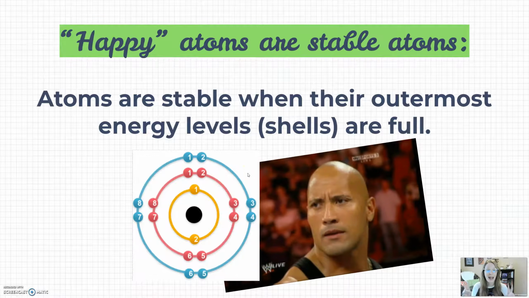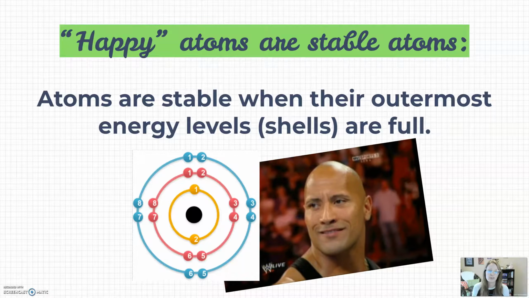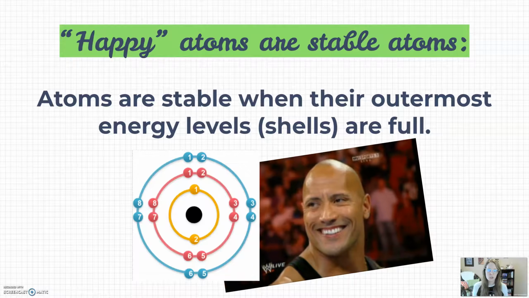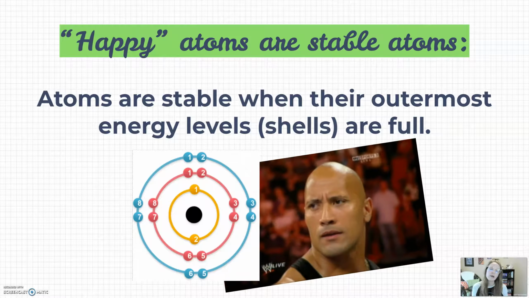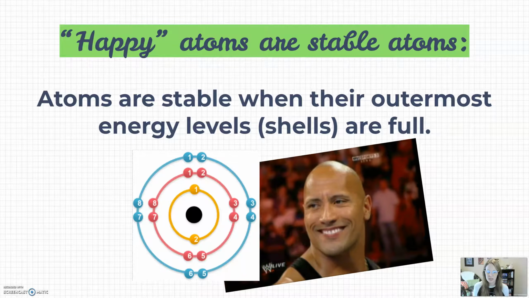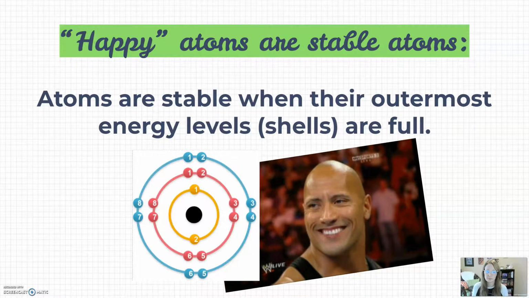Now, for happy atoms that are stable, these atoms are going to have their outermost energy levels full. So anything that is in group 18 or 8A, your noble gases, they are all going to have full outer shells. These particular elements are called inert or non-reactive. They are happy atoms.